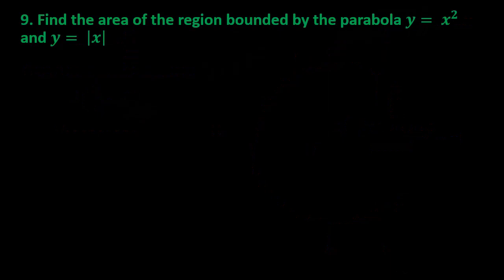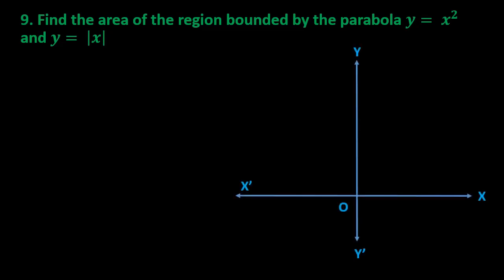Now let me help you in understanding question number 9, and the question is, find the area of the region bounded by the parabola y equals x square and y equals mod of x. So first we plot the parabola on the graph. The equation of the parabola is y equals x square. So it will be open upwards in this way. So this green curve represents a parabola given by x square equals y.